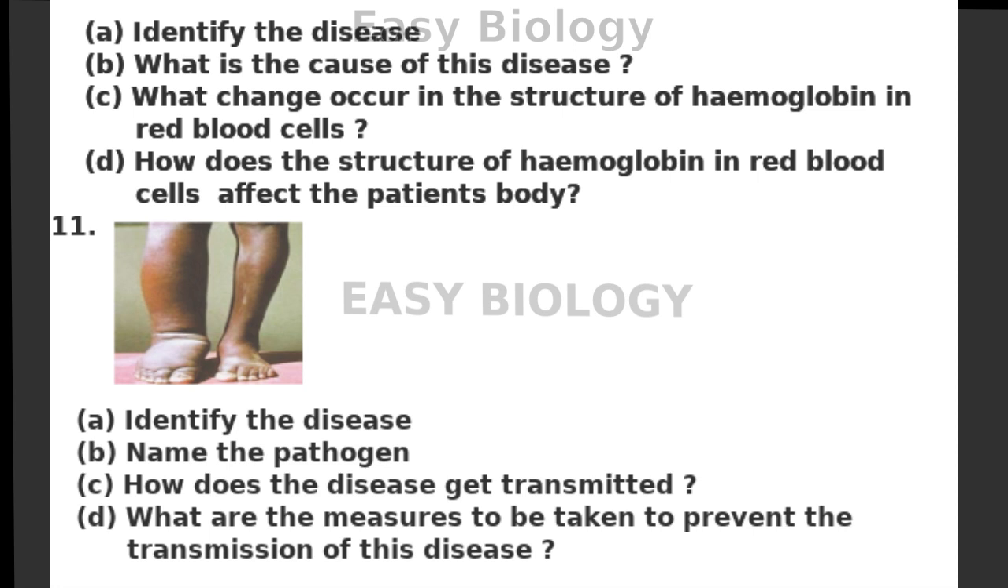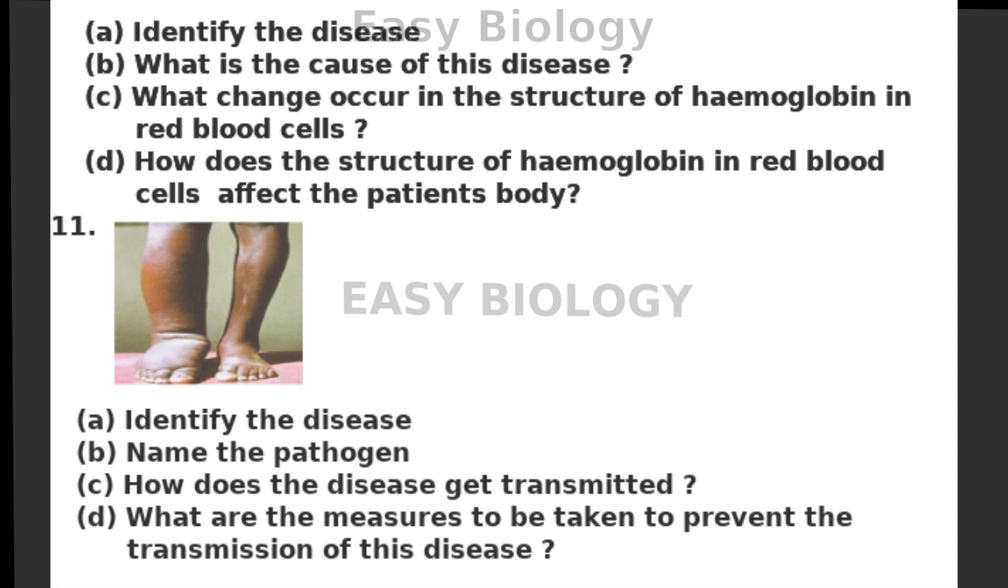Question 10D. How does the structure of hemoglobin in red blood cells affect the patient's body? Answer: the oxygen carrying capacity of red blood cells decreases. The sickle-shaped RBCs get collected in the blood vessels. The sickle-shaped RBCs block the flow of blood through the blood vessel.